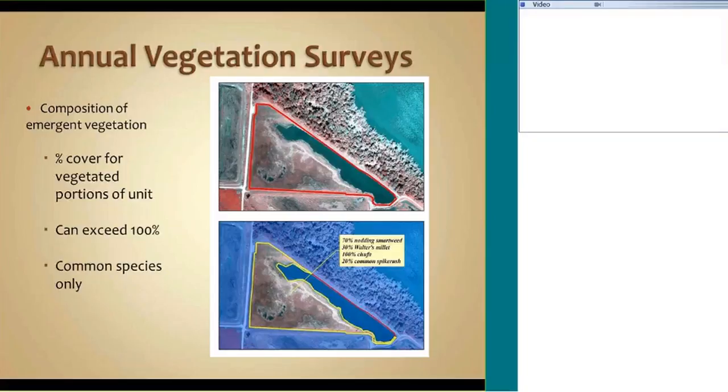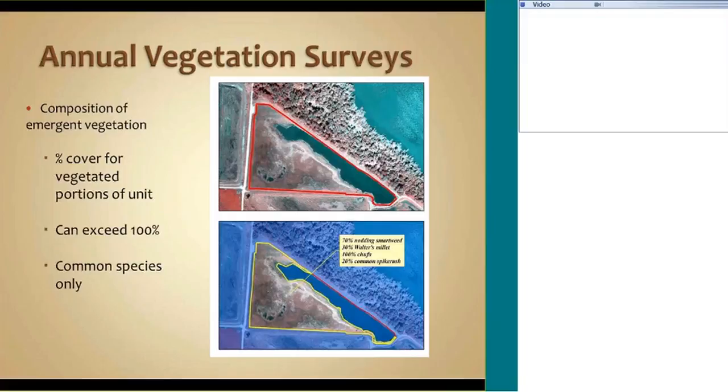So there were some of those types of issues with that metric, so we've abandoned that approach, and we are now using a percent cover estimate for each plant species in the vegetated portion of the unit only. That's the key part of it: when you do these percent cover estimates, the surveyor will only be looking at the veg portion.